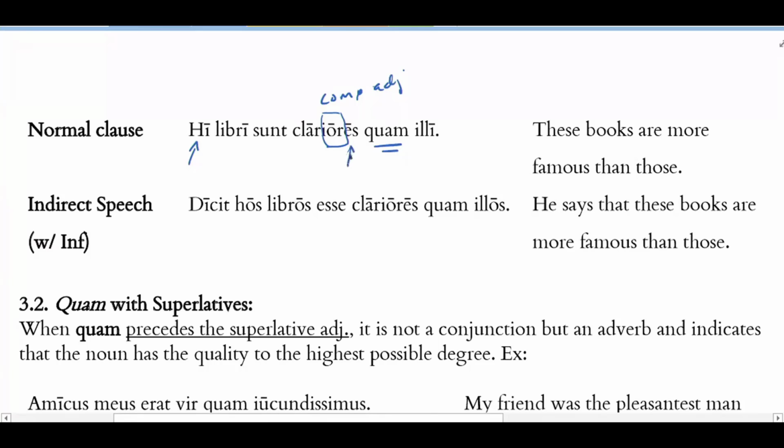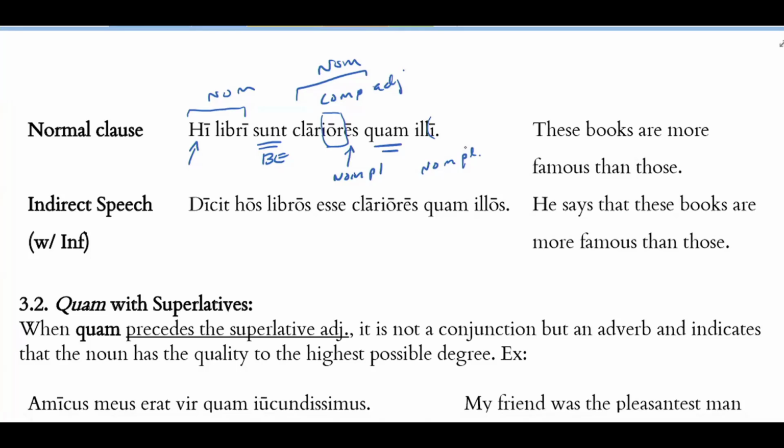What case is the ending on the adjective? These books are more famous. See the -es ending? Got two possibilities, right? Nominative or accusative. Technically, that could be nominative or accusative, masculine or feminine plural. But notice that I've got sunt, a verb of being, right? And the subject of sunt is usually nominative. And so I would expect this to be nominative as well. So of my choice between nominative or accusative plural, this is nominative plural, okay? And then notice that illi, that long i, is also nominative plural. So what comes right before the quam is going to match the case of what comes after the quam, okay?